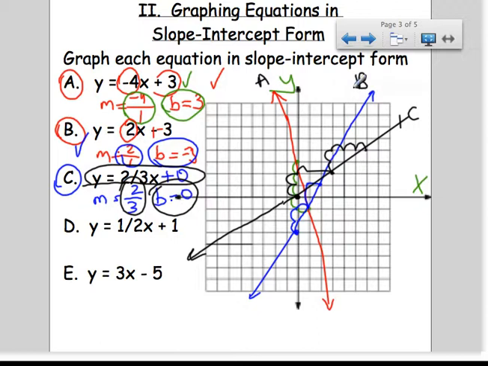I'd like you to stop the video here and graph D and E. You can just sketch them on your paper by first identifying what is the slope and the y-intercept for each equation, and then by actually sketching it on your paper. Press play when you're ready to check your answer for the slope and the y-intercept, and you've sketched them on your paper.